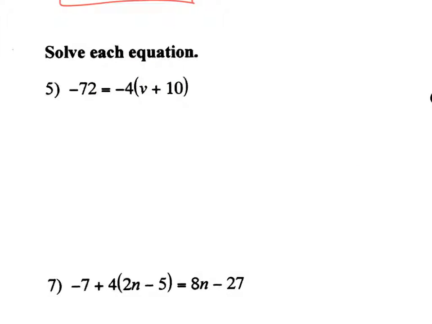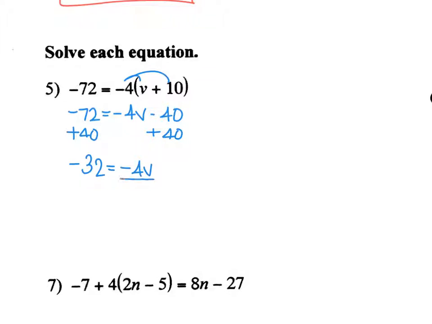Okay, this set is asking us to solve each equation. So remember, for the most part, if you scan through questions 5 through 10, notice that they all have parentheses, except for question 6. So on all of those, you're going to want to distribute first. And when I do that on this first one, I get negative 72 equals negative 4v minus 40. And now we're just trying to get v by itself, so add 40 to both sides. Negative 32 equals negative 4v.